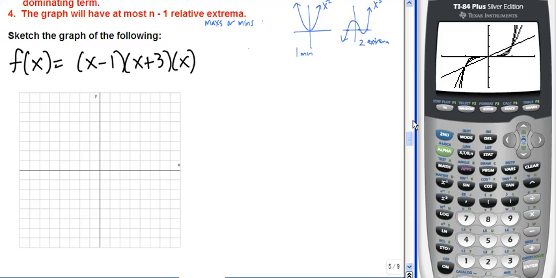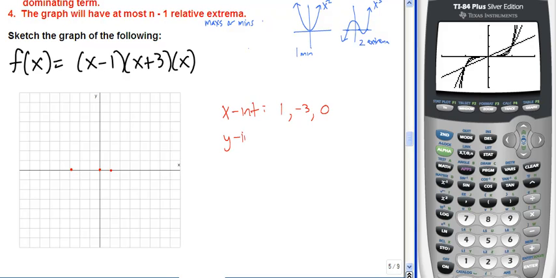This first one is x minus 1 times x plus 3 times x. And the first thing that I would recommend that you look for are those x-intercepts. And this one is nice because it is already factored for us. So I can just look at it and see that this first factor is going to give me a solution or a root of x equals 1. X plus 3 is going to have a solution of negative 3, and the factor x is just going to give me a solution of 0. So right away I know 3 dots on my graph: 1, negative 3, and 0.